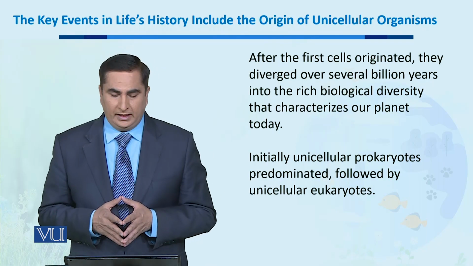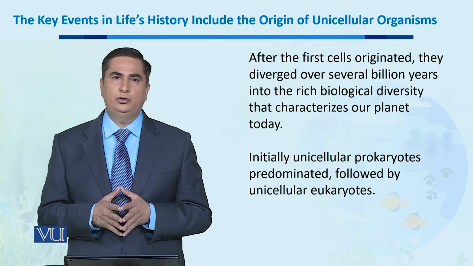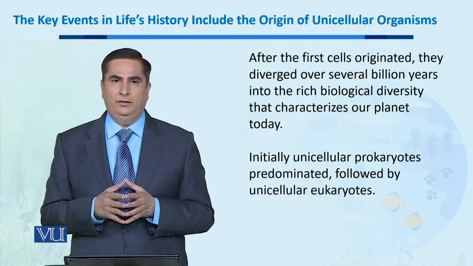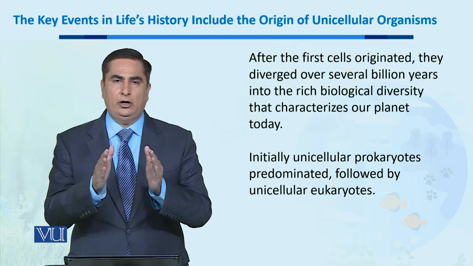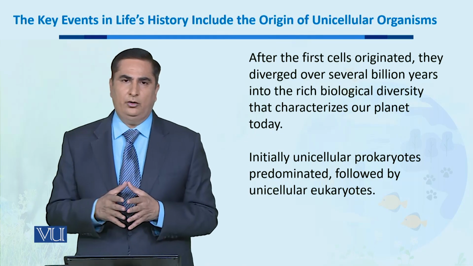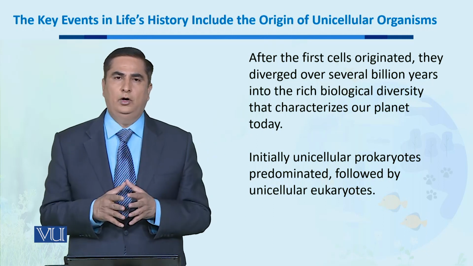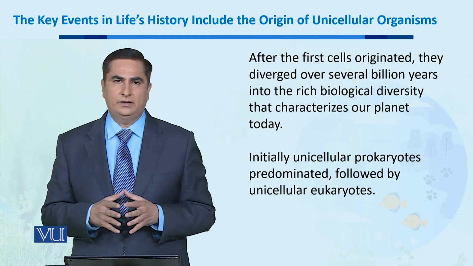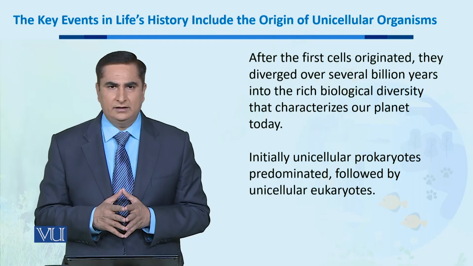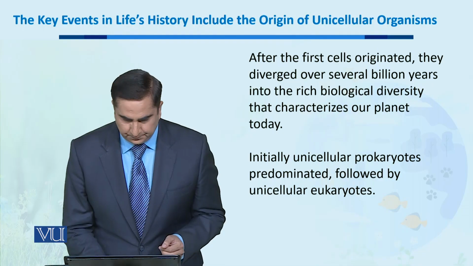Initially, unicellular prokaryotes predominated this planet. Later on, unicellular eukaryotes originated from these prokaryotes. We are well aware of the difference between prokaryotic organisms or prokaryotes and eukaryotic organisms or eukaryotes. Prokaryotes are the smaller, simpler, earlier life forms as compared to the eukaryotes. The prokaryotes have many differences when we compare them with eukaryotes. We have discussed them in previous lectures.